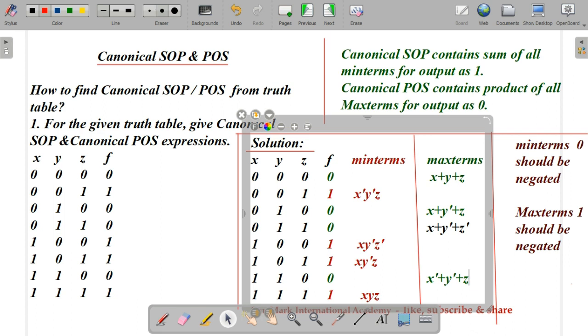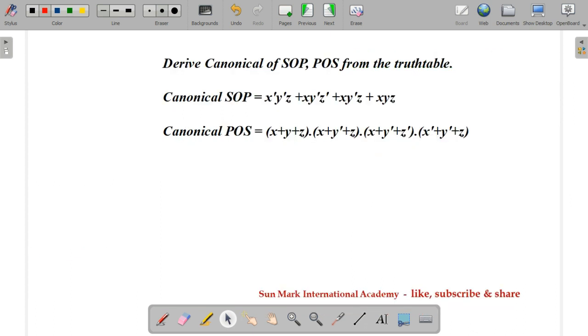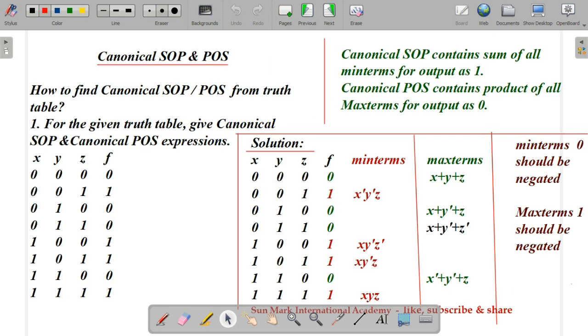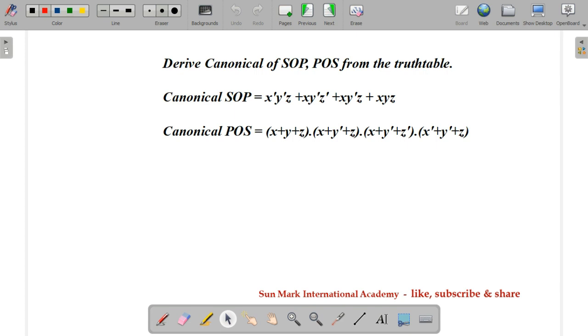Now that we have found the minterms and maxterms, we can easily write the SOP or POS expression, the canonical form derived from the given table. Canonical SOP means we write the sum of the minterms, joined by the OR operation. So canonical SOP is X dash Y dash Z plus X Y dash Z plus X Y dash Z plus X Y Z.